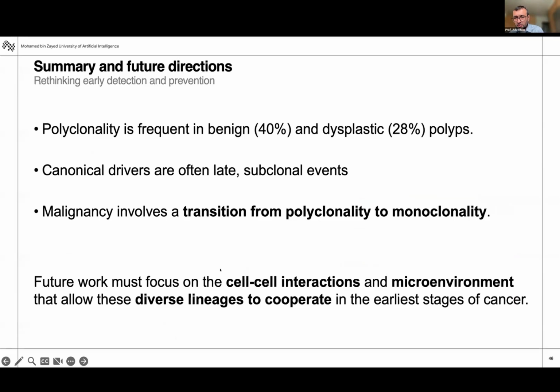In summary, this study demonstrated that tumor initiation is not strictly a single cell event. Polyclonality is frequent, for example in benign 40% and dysplastic 28% of polyps were polyclonal. And malignancy is marked by the transition of clonality. Future work must focus on cell-cell interactions and also microenvironment signals that allow these diverse lineages to cooperate in the earliest stages of cancer initiation.